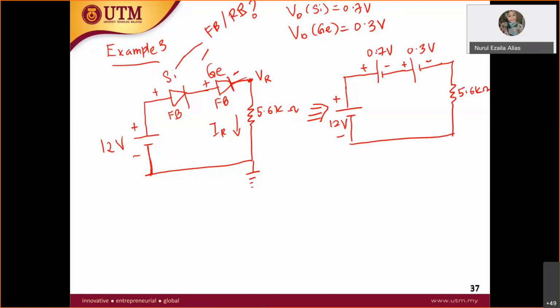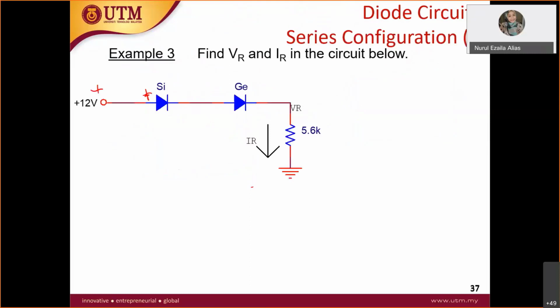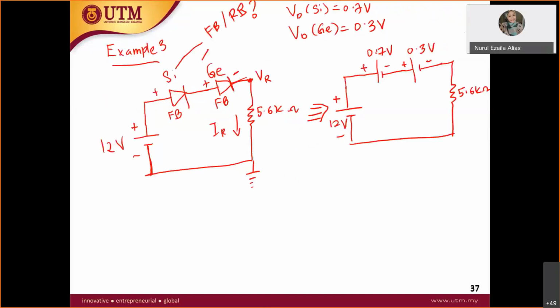Okay, now they want you to find the VR. As you can see, when this kind of question gives you just VR, where does this VR represent? It is actually from this particular node to the ground. This node will be the positive and the ground of course negative, equal to VR. So VR actually represents the voltage across the 5.6k ohm.